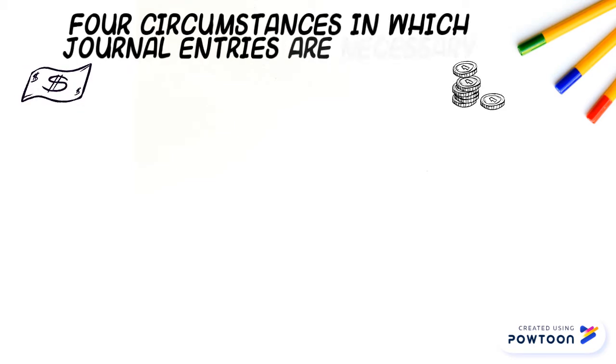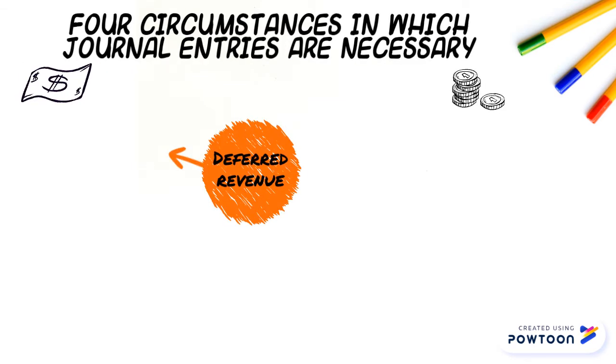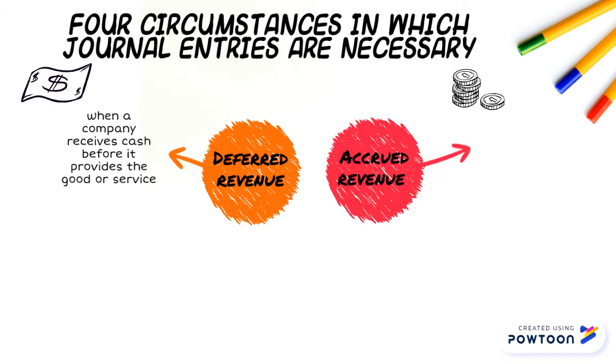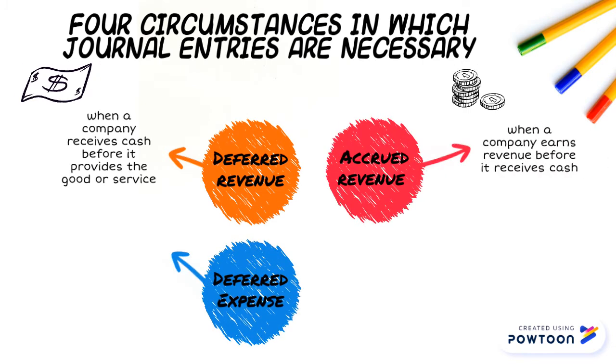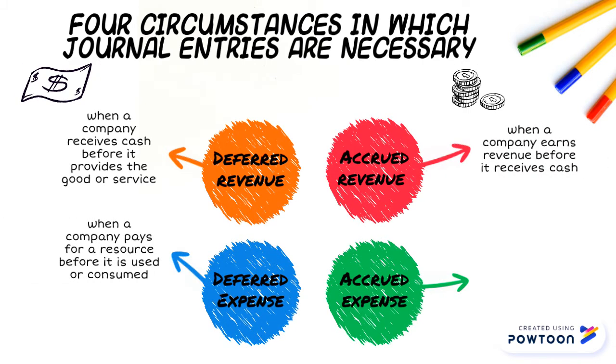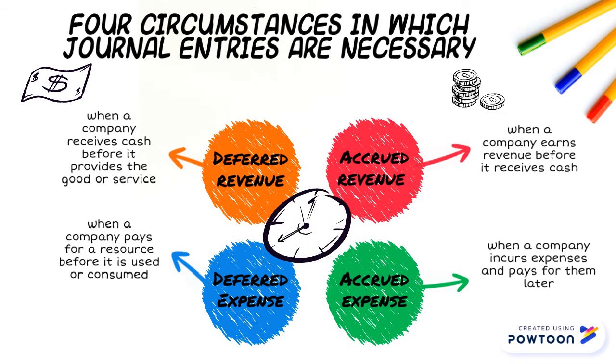When do we have to make adjustments to the journal entries? Well, when we have either a deferred revenue, accrued revenue, deferred expense, or an accrued expense, with their differentiating factor being when they record revenue and expenses.